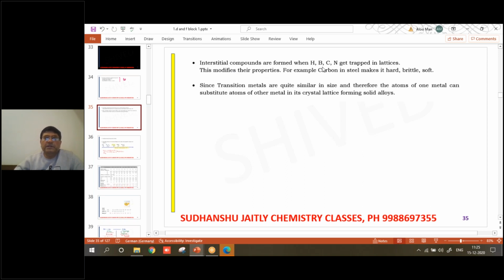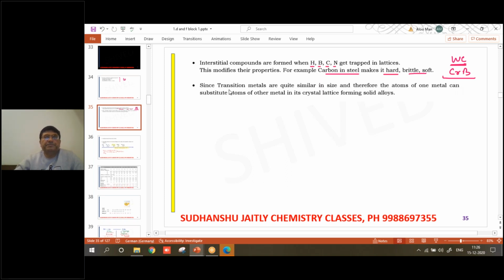Interstitial compounds are formed when smaller atoms, hydrogen, boron, carbon, nitrogen, get trapped in the lattices. For example, carbon in steel makes it hard and brittle. Tungsten carbide, chromium boride, these are very, very hard materials, so hard that they can drill in a rock, right? So whenever we make tunnels, we place these types of materials in front of the drilling machine, which moves and gets the stone or the rock out.